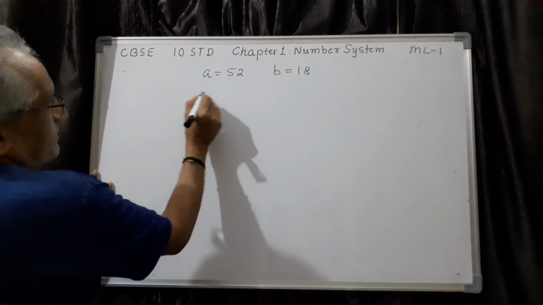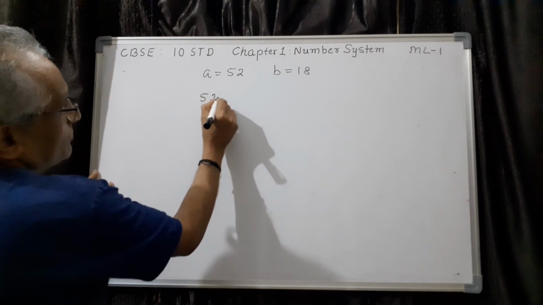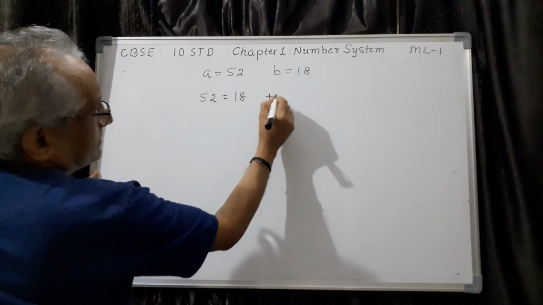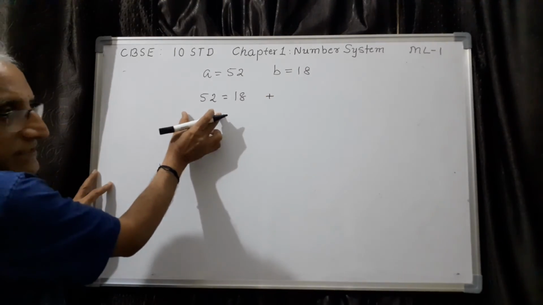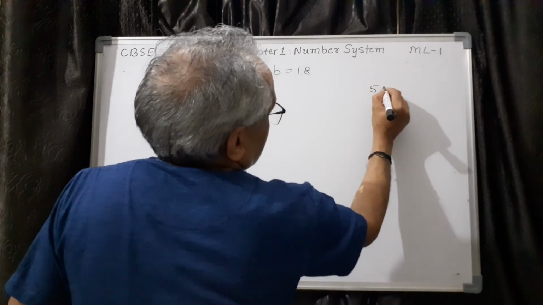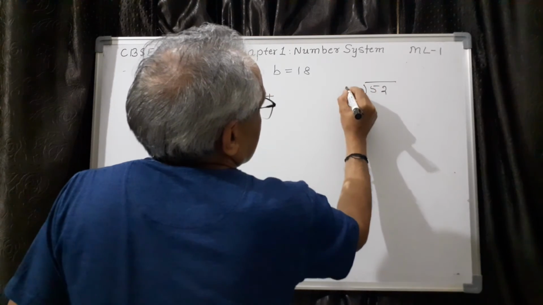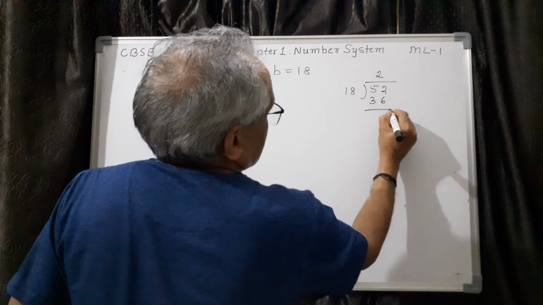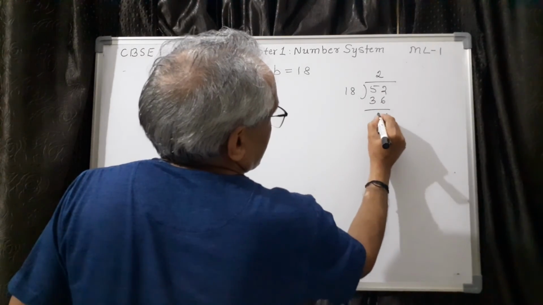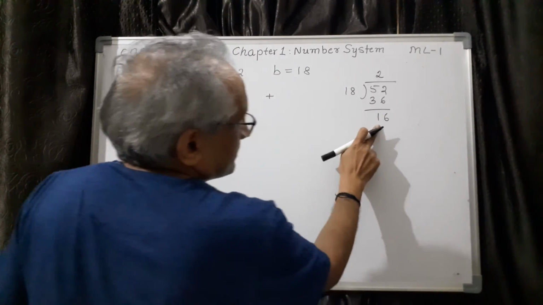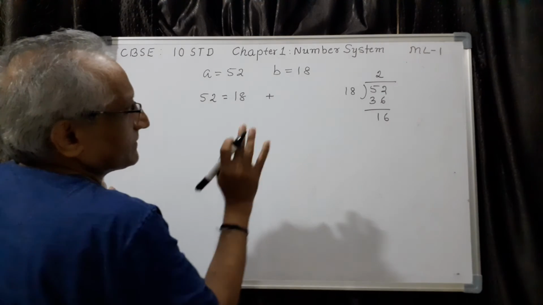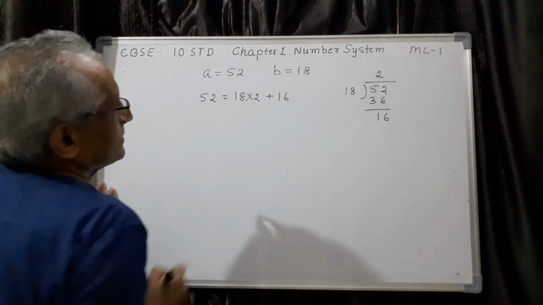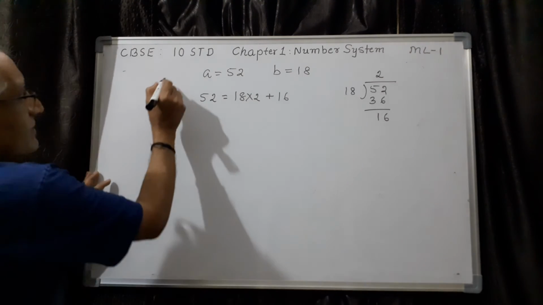So first step is now 52 should be written as 18 into something plus remainder. If it is difficult, you do this one, 52 divided by 18, 2 sixes are 12, 2 threes are 6, so 2 eights are 16, 2 is 36. So it is 36 and 52 minus 36 is 16. 16 is the remainder and remainder is less than 18, correct. So 18 into 2, then 16. Therefore here, this is the first step.